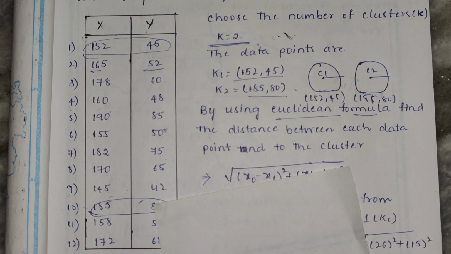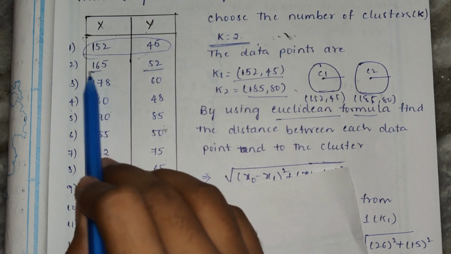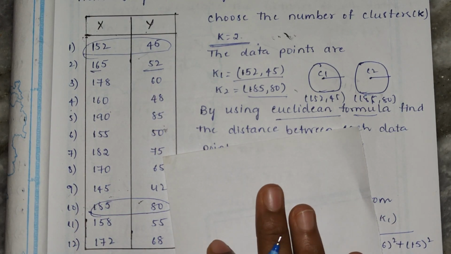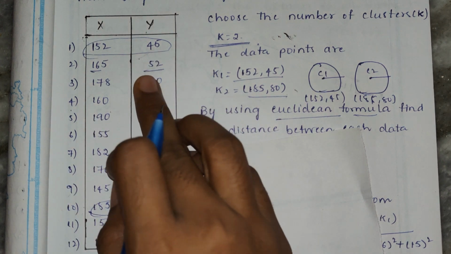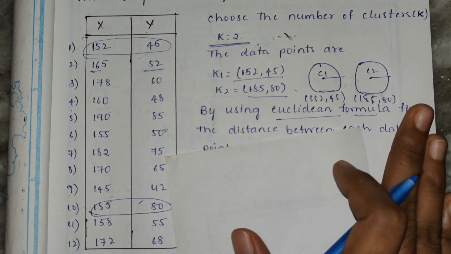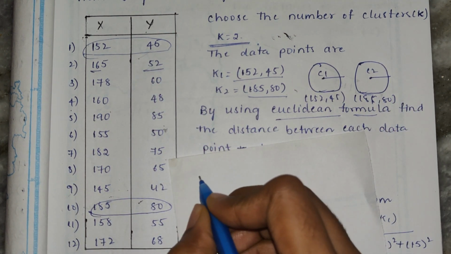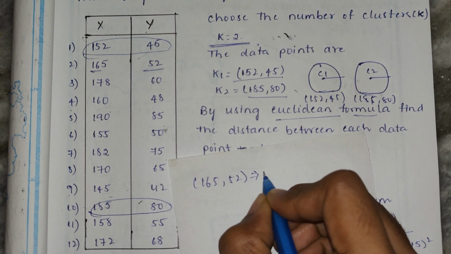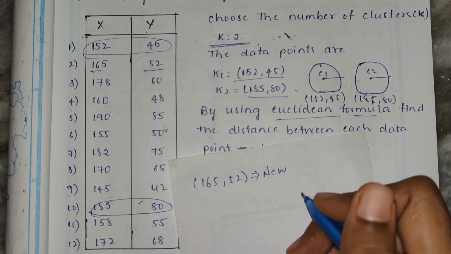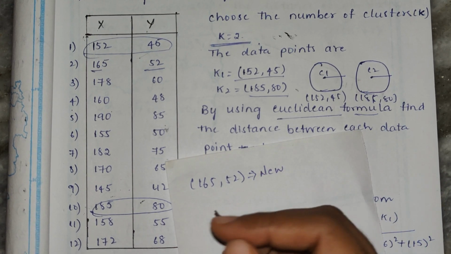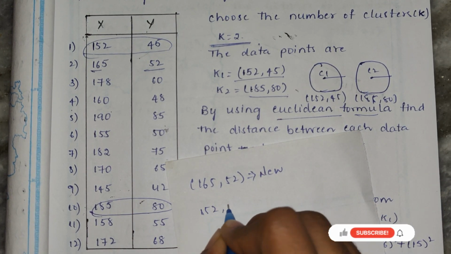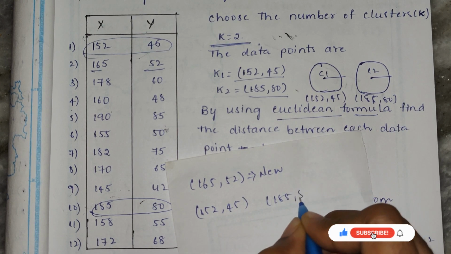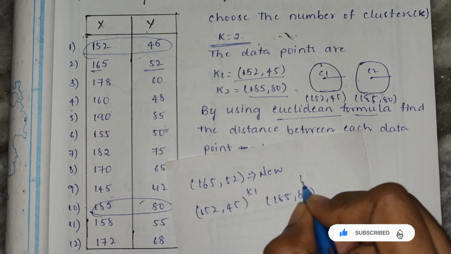First of all, we will be calculating the distance from this second point. Understood? I will be discussing the first example and then I will be discussing the remaining data points. In this, we have the new data point, that is 165, 52. This is the new data point and we have two clusters, right? K1 and K2. Those are 152, 45 and 185, 80, right? This is K1 and this is K2.